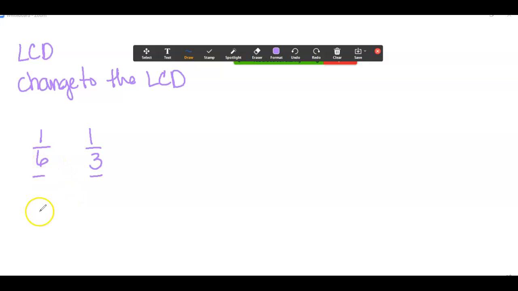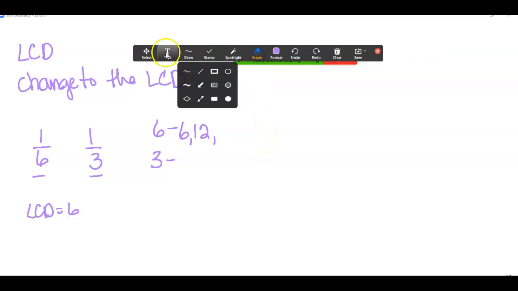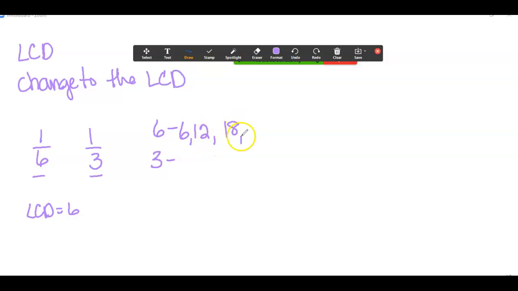Absolutely. So that means that my LCD is 6. And now I'm going to use my multiples to prove it. Okay? So the multiples of 6 are 6, 12, 15, 18, and oh my goodness, what am I doing? That's not correct. That was correct to the 12. 6, 12, yes, 18. Goodness gracious. Then 24, and then 30.